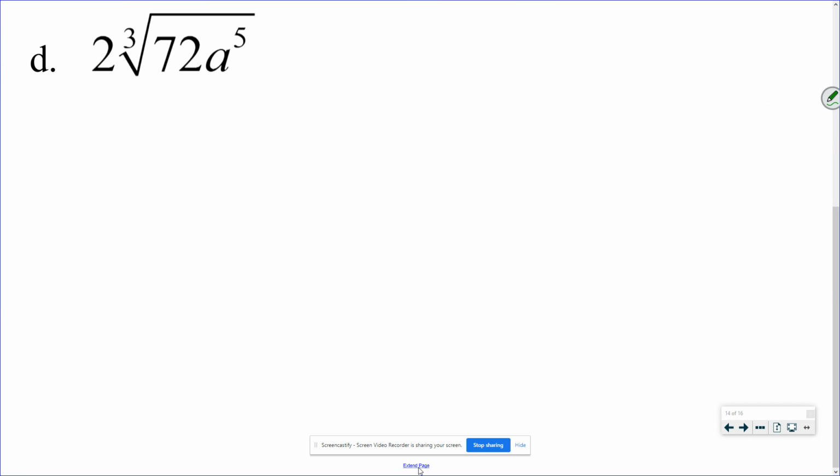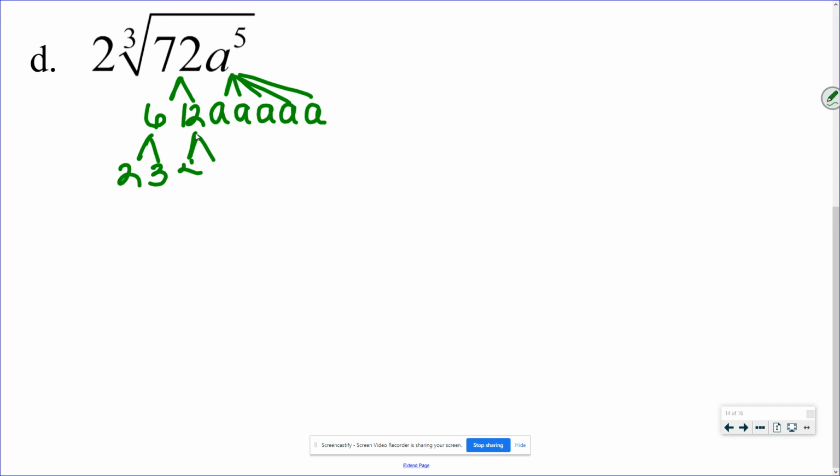All right, last one is not really rationalizing a denominator, just a quick review question. So we're going to start with 72. We're going to also work with a to the 5th, and we're going to work on breaking this thing down. So a to the 5th is a times a times a times a times a. 72, I believe 6 times 12 would work for that. And we're going to make a little factor tree for this one.